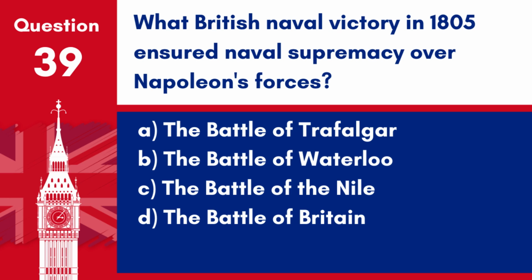Question 39. What British naval victory in 1805 ensured naval supremacy over Napoleon's forces? A. The Battle of Trafalgar. B. The Battle of Waterloo. C. The Battle of the Nile. D. The Battle of Britain.